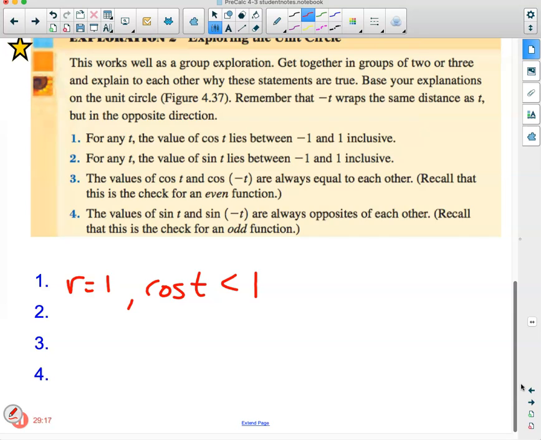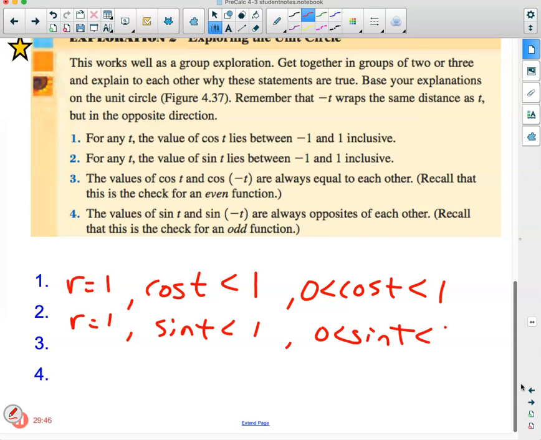So given this, we'll know the cosine of t has to be a number between 0 and 1. Always will be. Same thing for sine. It's going to have to be between 0 and 1.